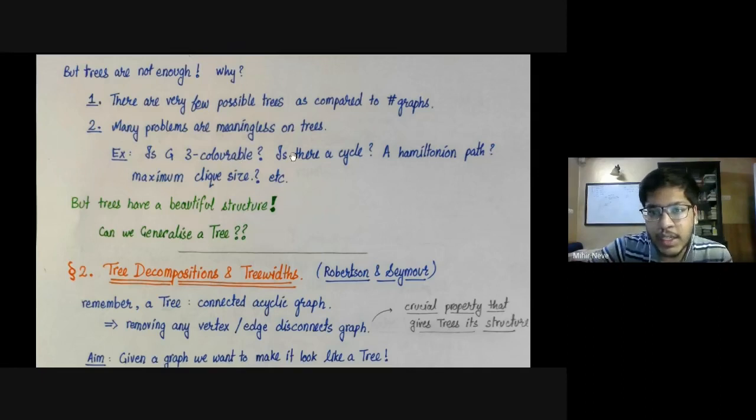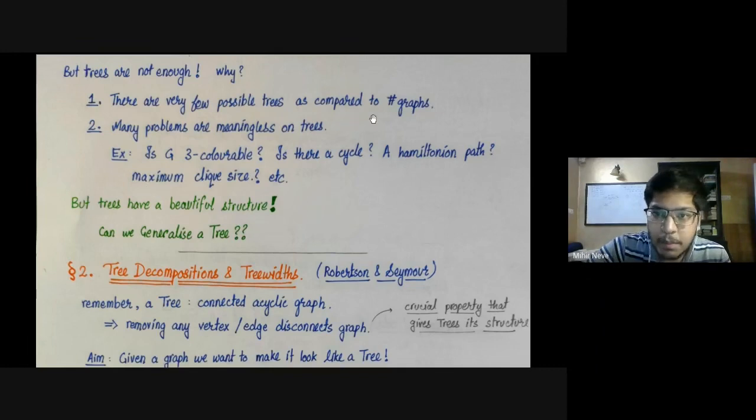Then you can ask whether, given a graph, there is a cycle? You know trees don't have cycles. Is there a Hamiltonian path? You know the answers to this. A tree has a Hamiltonian path if and only if it is a path, like it is literally a path, or it has only 2 leaf nodes. Or finding the maximum clique size. You know that the maximum clique size in a tree is K2 because K3 is a cycle.